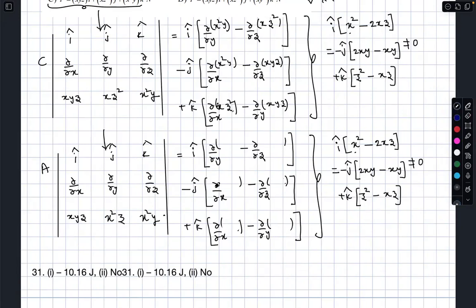Right. Chalo. Now we will straight away go. Del by del x of x square y, minus del by del z of x square z. First term 0.